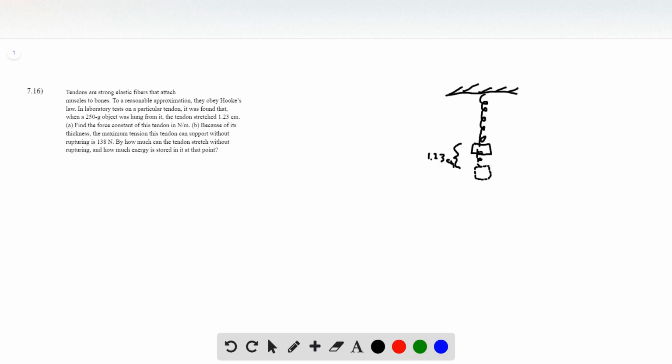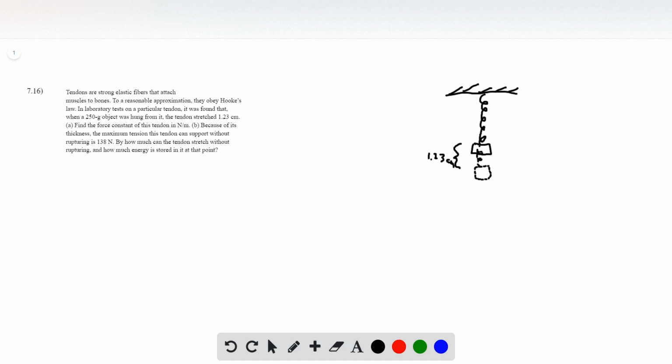Problem 716. Tendons are strong elastic fibers that attach muscles to bones. To reasonable approximation, they obey Hooke's law. In laboratory tests on a particular tendon, it was found that when a 250 gram object was hung from it, the tendon stretched 1.23 centimeters. And we're asked to first find the force constant of this tendon in newtons per meter.